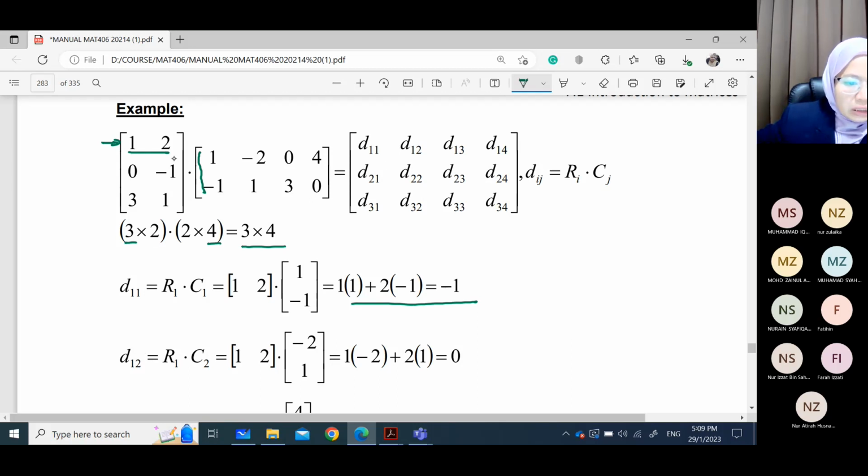So untuk D12, first column, first row kita multiply darabkan dengan second column. Then kita akan dapat D12. Okay, so this one D12. We have this matrix 1, 2 multiply with negative 2, 1. So it is equivalent with 1 times negative 2 plus 2 times 1. Okay, so here we have 0. Sama juga dengan seterusnya. Alright.